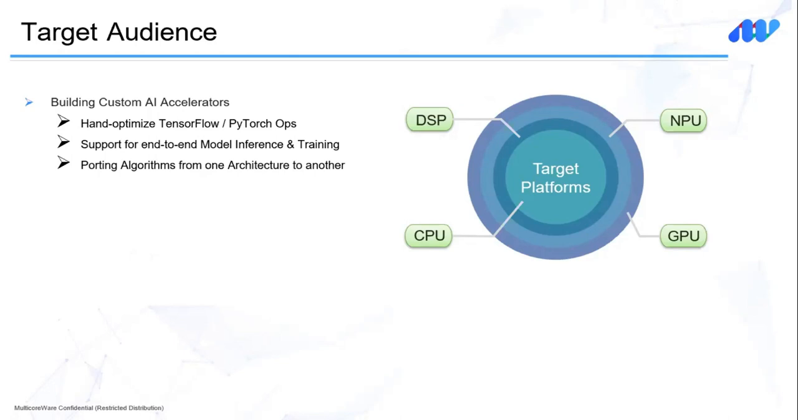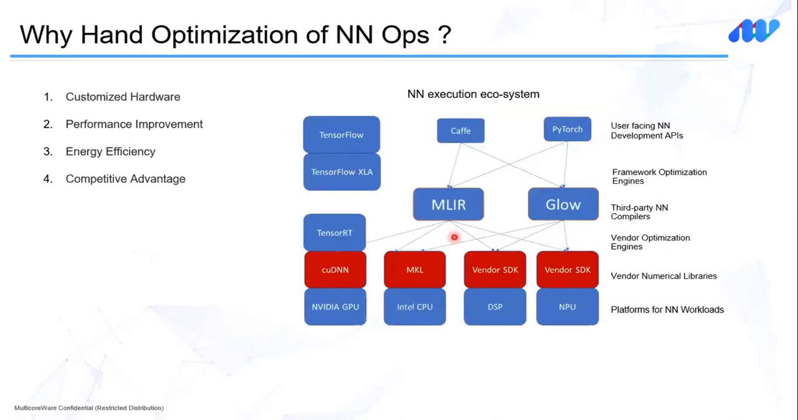In general, we have the expertise in hand tuning and optimizing various computer vision and numerical algorithms for different target platforms, including CPUs, GPUs, DSPs, and AI accelerators. I'll spend a few minutes explaining why we think hand optimization is important and how it is useful.